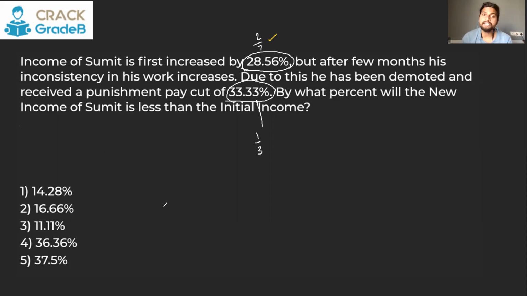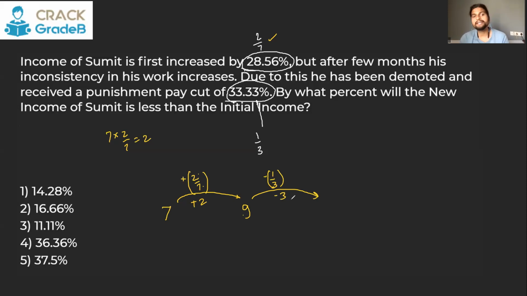So you can say his initial salary was 7. If it is increased by 2 by 7, that means there is an increase of 2 on 7. Increasing it with 2 by 7 means 7's 2 by 7, that is 2. So we are going to increase it with 2. That makes it 9. And now it is going to decrease by 1 by 3. 33.33% means 1 by 3. So what is 1 by 3 of 9? 1 by 3 of 9 is 3. So if it decreases by 3, it becomes 6.